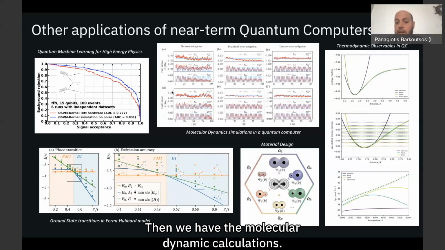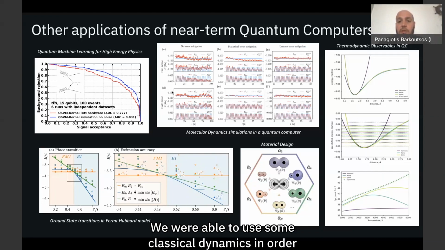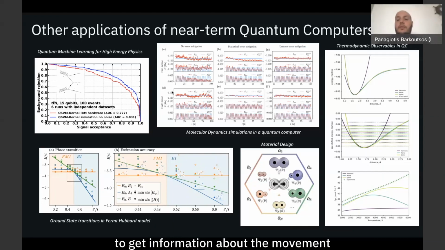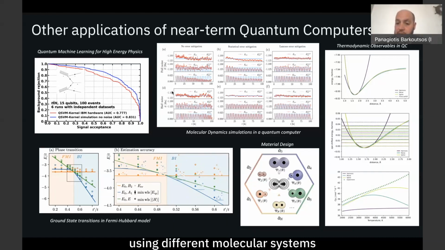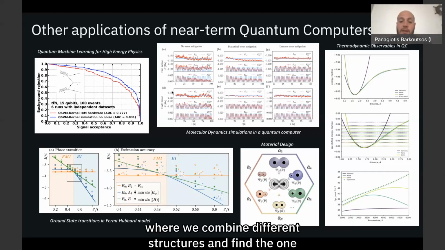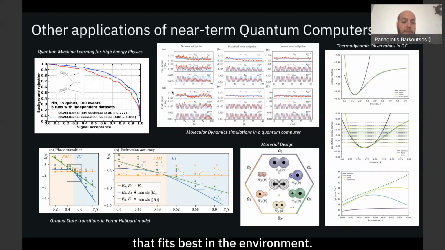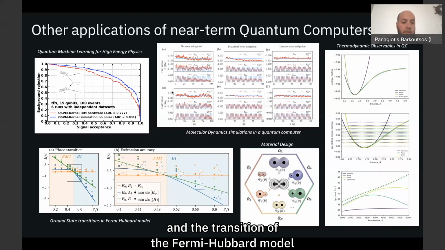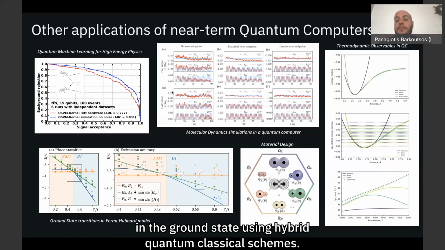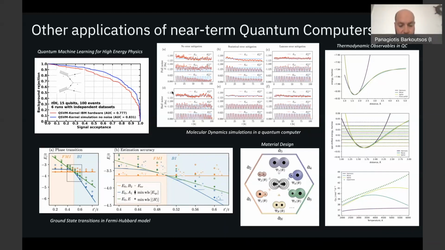Then we have the molecular dynamic calculations. We were able to use some classical dynamics in order to get information about the movement of the hydrogen molecule. We were able to capture the thermodynamic observables using different molecular systems, and also do material design where we combine different structures and find the one that fits best in the environment. Eventually, we will also tackle the Fermi-Hubbard model and the transition of the Fermi-Hubbard model in the ground state using hybrid quantum classical schemes.